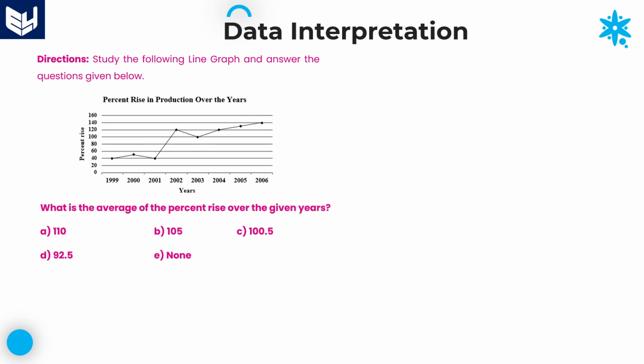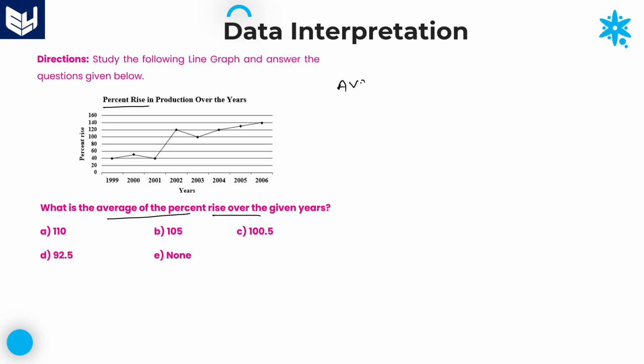Let us look at the second question related to this line graph. The second question is: what is the average of percentage rise over the given years? Here we need to calculate the average of percentage rise. All the values provided in this line graph are percentage rise, so we need to calculate the average of those values for all the years.